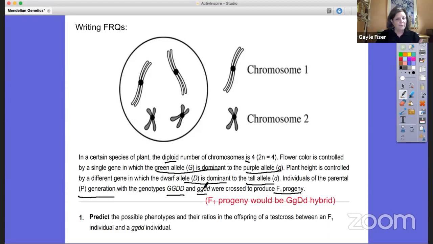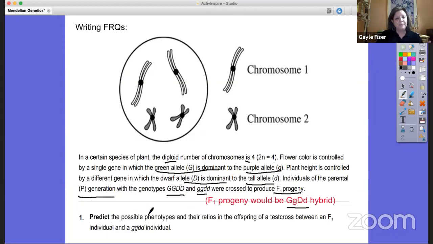So what's going to happen if we cross those? We already know that we're going to have this. A big G has to be given from this parent, and a little g has to be given from that parent. A big D has to be given from that parent, and a little d has to be given from that parent. So our F1s will look like this.